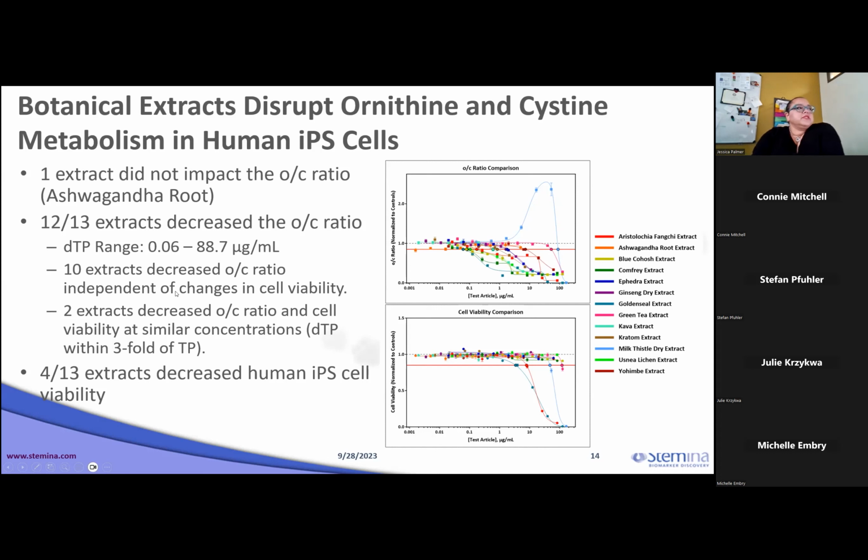And 10 of these extracts decrease the ratio independent of any change in cell viability. So that means that either there was no change in cell viability across the exposure range, or if there was a change in viability, it occurred at concentrations that were more than 3 times higher than where we saw an effect in the metabolism. And then 2 of them changed the ratio at concentrations similar to those where we saw an effect on viability. And when you look at the viability, only 4 of them actually were cytotoxic to the human iPS cells within the exposure range that we tested.